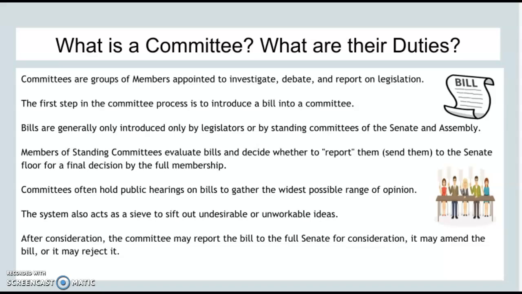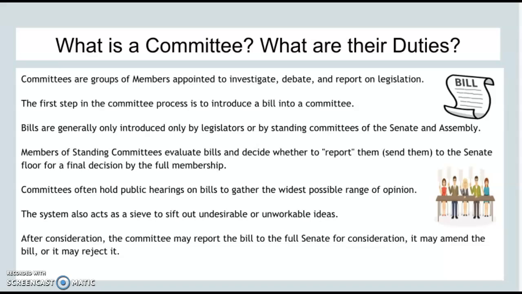In this part of the lesson, we will talk about what a committee is and what their duties are in the lawmaking process. So, the first question is, what is a committee? Committees are a group of members appointed to investigate, debate, and report on legislation. For those who are unsure of what legislation is, they are a body of individuals who are in charge of making laws. There are many steps throughout the committee process.